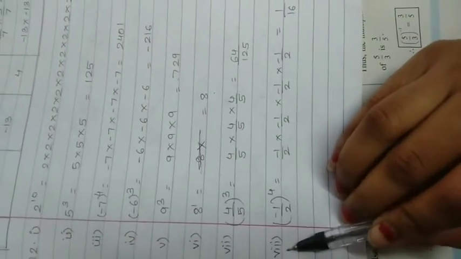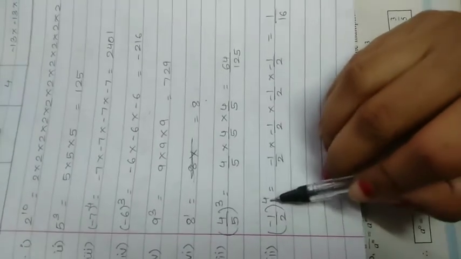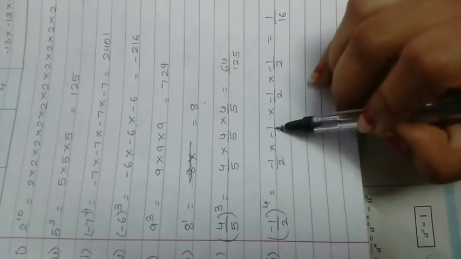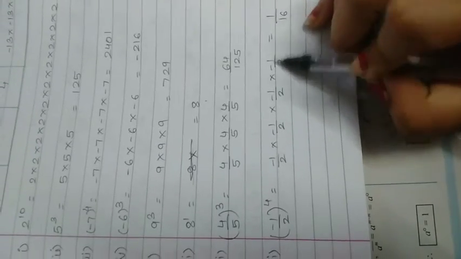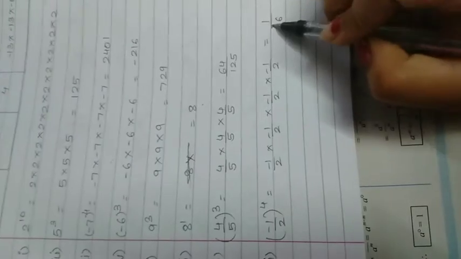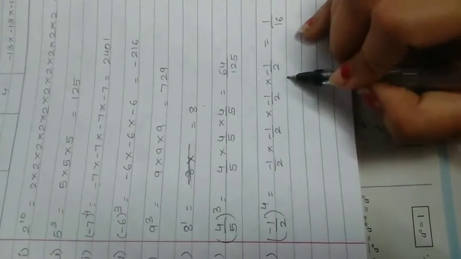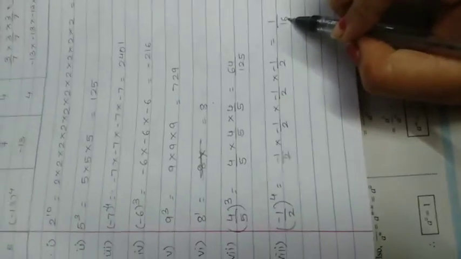Moving ahead to 8th one, -1/2 raised to 4, that means multiplying -1/2 4 times. 1 1s are 1. Answer is 1. Minus minus plus, plus minus minus, minus minus again plus. 2 2s are 4, 4 2s are 8, 8 2s are 16. Along with this, the practice set 26 gets completed.